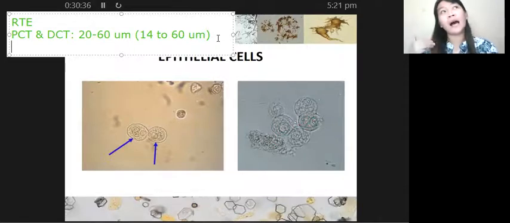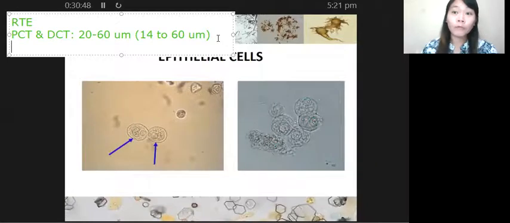For example, if it is asked in our exam, the largest RTE comes from the PCT. If there is no option for both or all of the above, because of course in Henry it is PCT and DCT, but in other references it is only PCT, with the DCT cells smaller as compared to your PCT. So if there is no both or all of the above, the best answer is of course your PCT. They have the largest RTE cell.